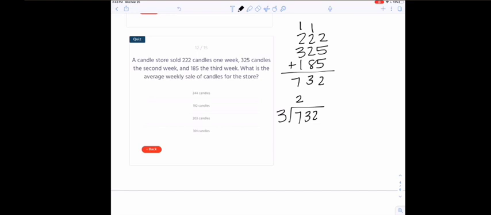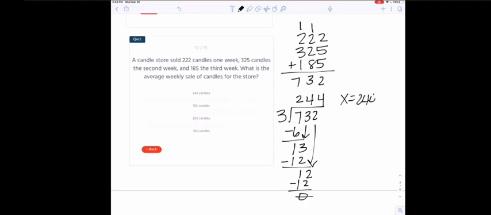3 goes into 7 2 times. 3 times 2 is 6. 7 minus 6 is 1. I'm going to bring down the 3. 3 goes into 13 4 times. 3 times 4 is 12. 13 minus 12 is 1. And I bring down the 2. 3 goes into 12 4 times. 3 times 4 is 12. 12 minus 12 is 0. And there's nothing else to bring down. So my answer is 244 candles.